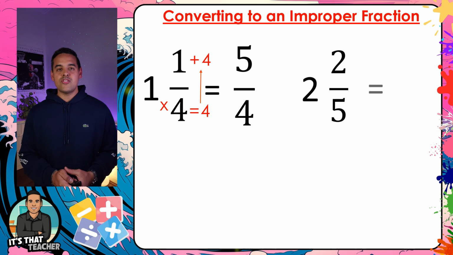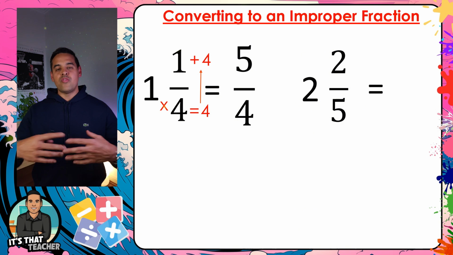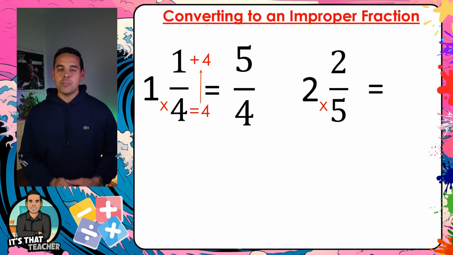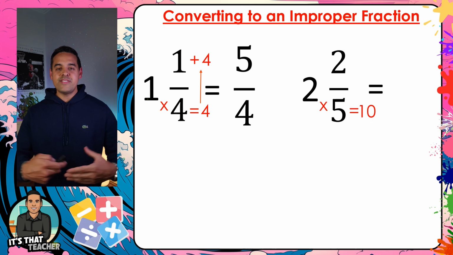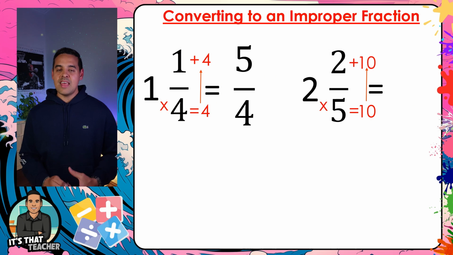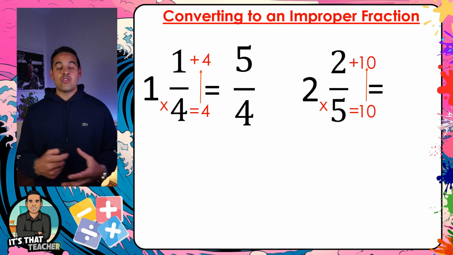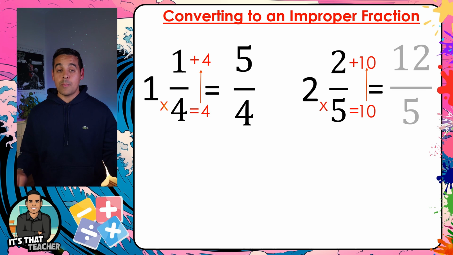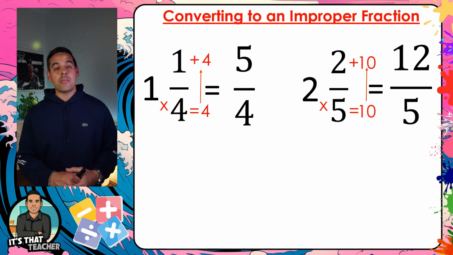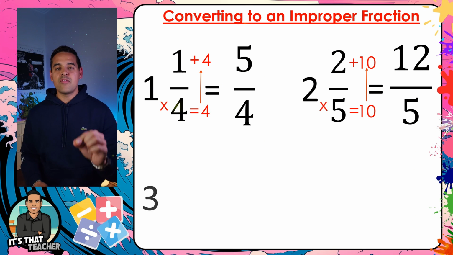Now the next question we have is 2 2/5. Remember, we need to multiply the 2 by our denominator here, which is 5. That equals 10, and add the 10 to our numerator. So 2 plus 10 equals 12. We do not change the denominator, the bottom number. Your improper fraction here is 12/5.